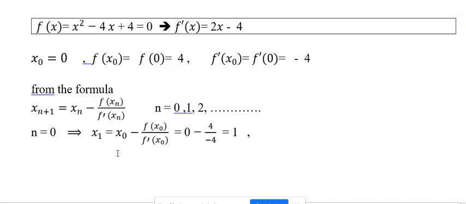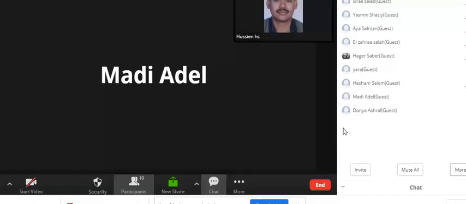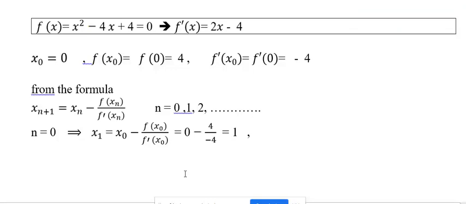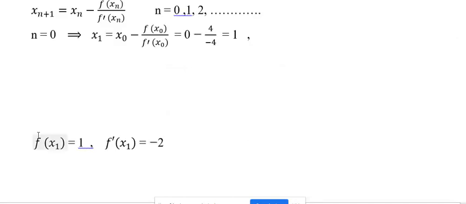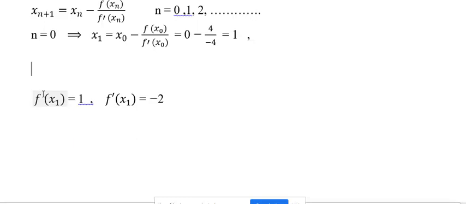Next step. What is the next step? We evaluate the function at x1. Let's take another student, Isra. Do you hear me, Isra? Yes, doctor. Please evaluate the function f of x equal x squared minus 4x plus 4 at x equal 1. I want every student to work with me, okay? f of x1 equal 1.